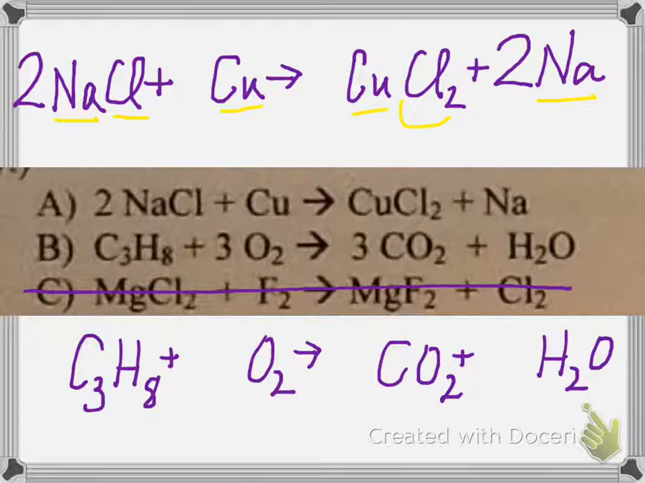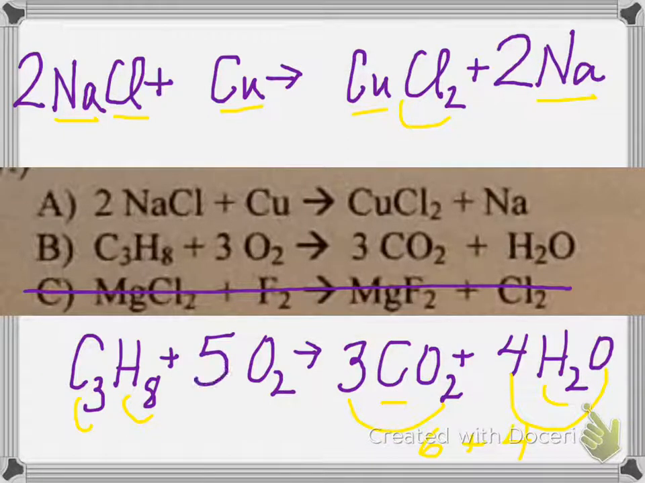Letter B, we have 3 carbons and we have 1 carbon, so we need a coefficient of 3 in front of carbon dioxide. We have 8 hydrogens and we have 2 hydrogens, so we need a coefficient of 4 in front of water. Now I have 3 times 2, which is 6 oxygens here, plus 4 more gives me 10 oxygens total. So to get 10 oxygens on the reactant side, I need a coefficient of 5 to do so. So now equation B is properly balanced.